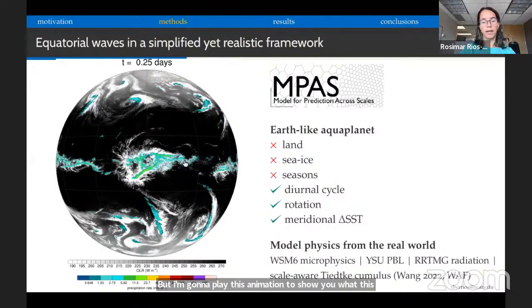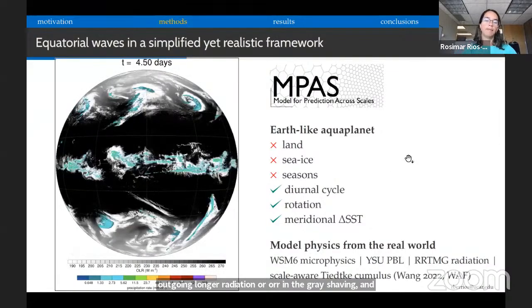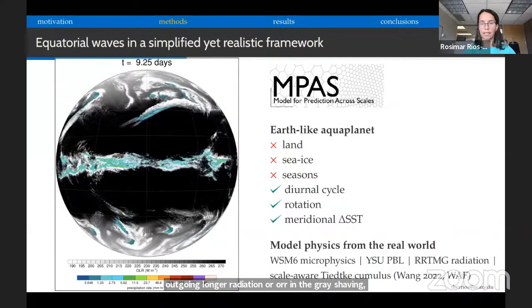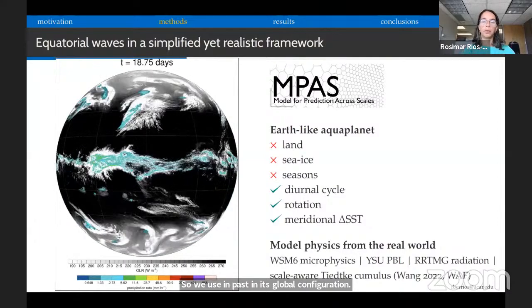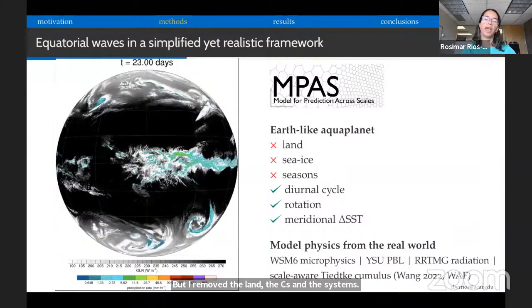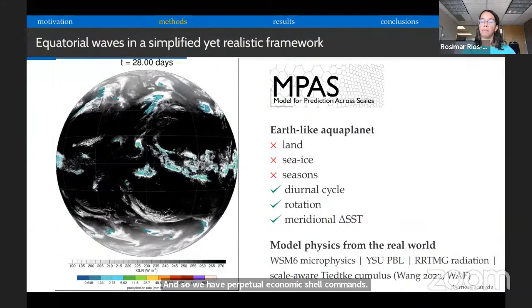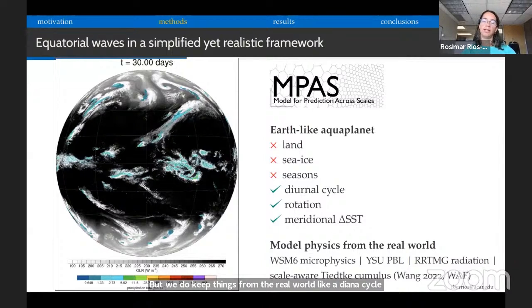I'm going to play this animation to show you what this looks like. On the left, we have an animation of rainfall rate in the colors and outgoing longwave radiation, or OLR, in the gray shading. Like the name suggests, it's like Earth. We use MPAS in its global configuration, but I removed the land, the sea ice, and the seasons. So we have perpetual equinoctial conditions, but we do keep things from the real world, like a diurnal cycle, the planetary rotation, and we do impose a meridional SST gradient. The underlying SST is fixed with time and zonally symmetric, but it changes with latitude. In this case, it peaks at the equator and reduces to 0 degrees Celsius at about 60 degrees on each hemisphere.